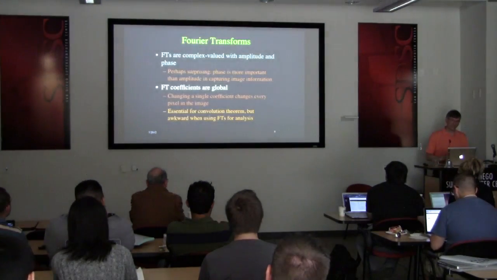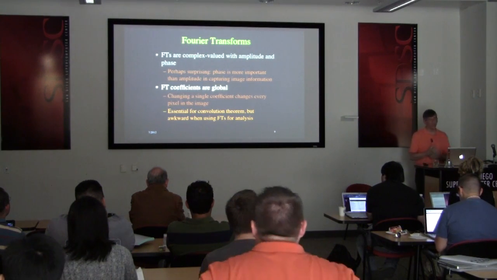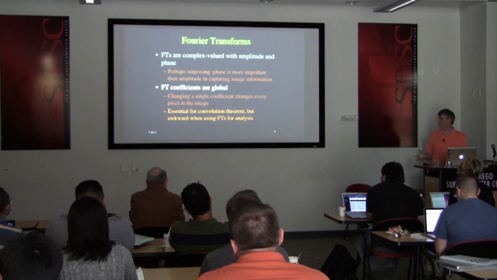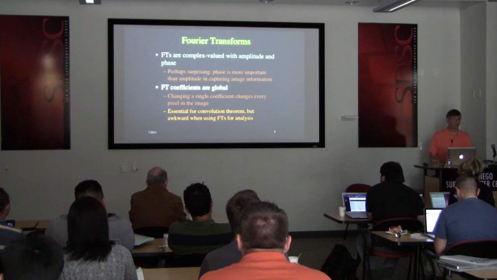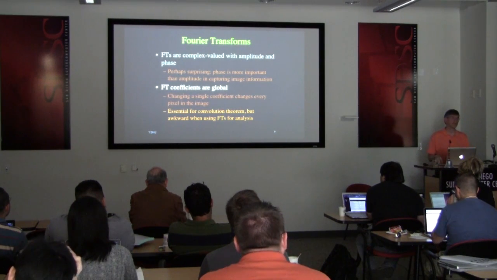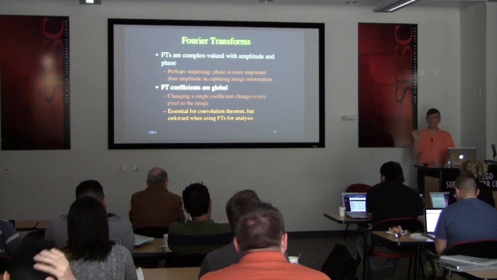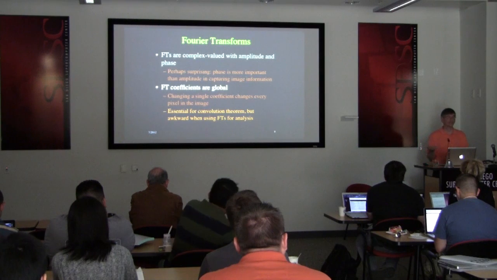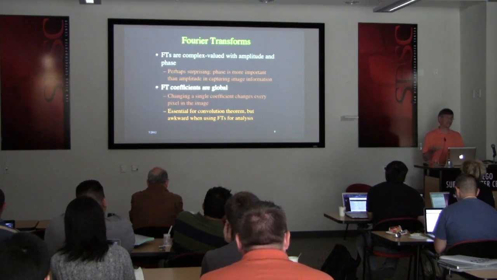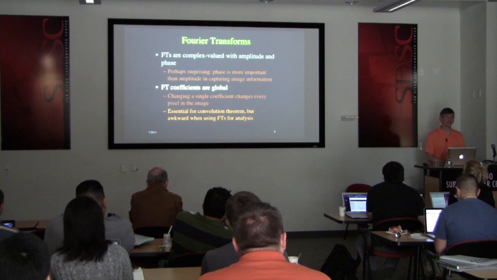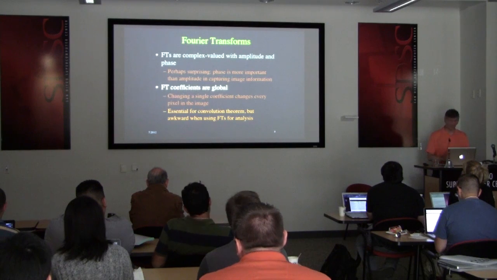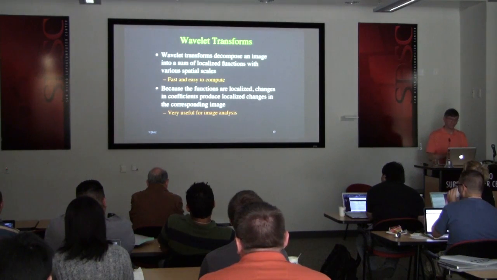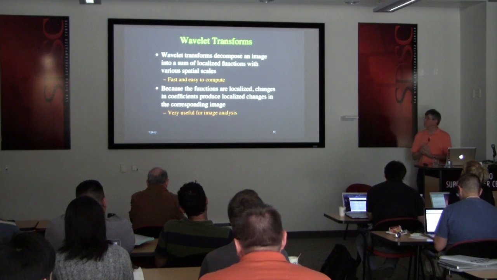So what that means is that while understanding how the Fourier transform works and being able to use it is essential for the convolution theorem, the fact that everything is global and tied together makes it very awkward if you're trying to use Fourier transforms to do image analysis. Unless the Fourier transform appears as the natural thing, for instance in interferometry, usually it doesn't make sense to try to use a Fourier transform to do image analysis. You need something which has a more direct connection to locality in the image. And that's where wavelet transforms come in.